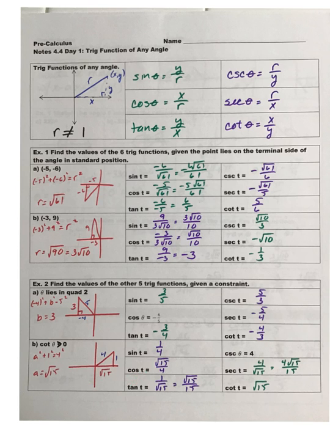So then cosine is root 15 over 4. Tangent is 1 over root 15, but then if you rationalize, multiply top and bottom by root 15, you have root 15 over 15. And then the reciprocal, 4 over root 15, which is 4 root 15 over 15. And the reciprocal of 1 over root 15 is root 15. And yay, we finished day 1.